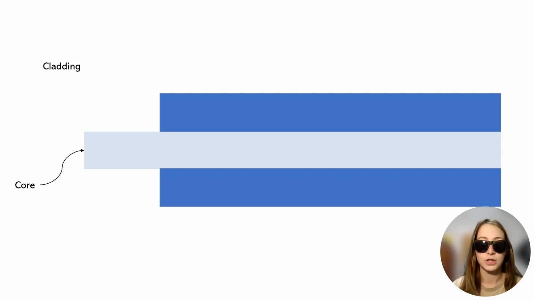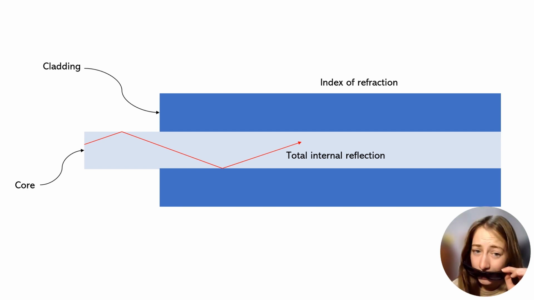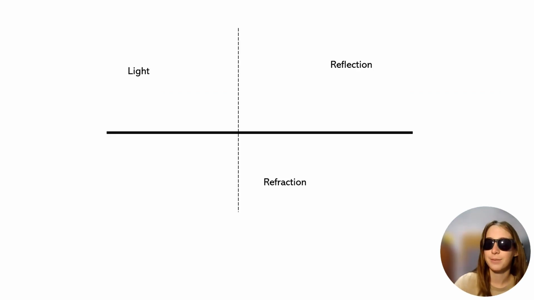There's the core, which is the inside of the wire, it's where the light travels, and then the cladding, which is added to the outside of the core and traps the light inside it through a process called total internal reflection, since it has a lower index of refraction than the core. Now, those are some big words, so let's break down what they mean.